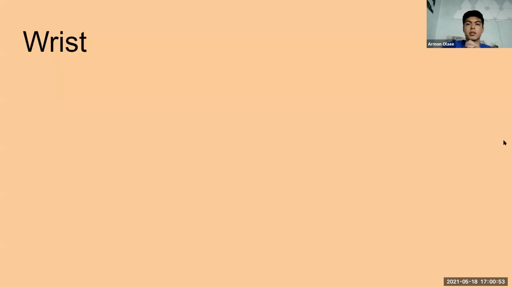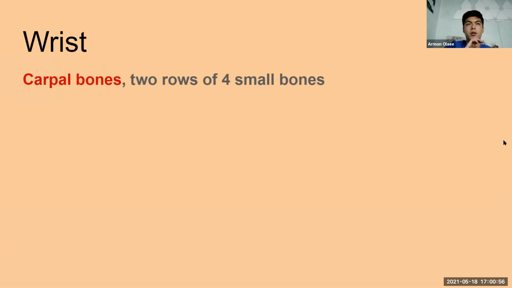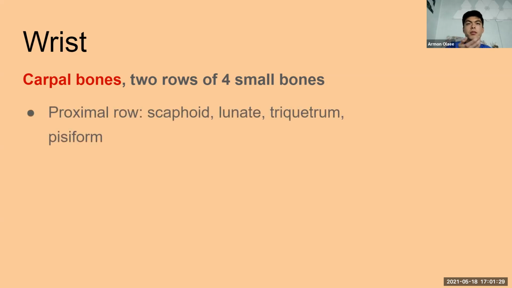So moving on to your wrist, you have your carpal bones, which are your wrist bones. And there are 2 rows of 4 small bones. You have your proximal row and your distal row. Does anybody know which 4 bones are in your proximal row of your carpal bones? So within the proximal row, you guys have your scaphoid, lunate, triquetrum, and pisiform.